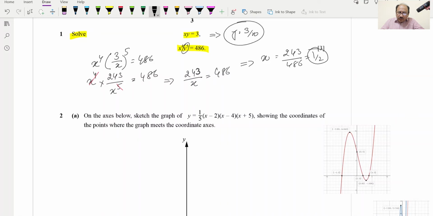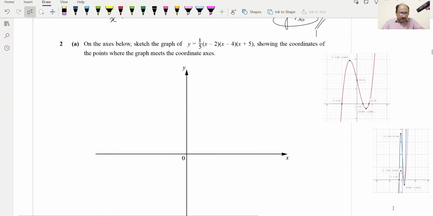X value is this, so y we know is equal to 3 over 1 by 2, or we can even write 3 over 0.5, and this will be equal to 6. So y is equal to 6. These are the two values which we were supposed to find, which we are done. Now we can move to question number 2.